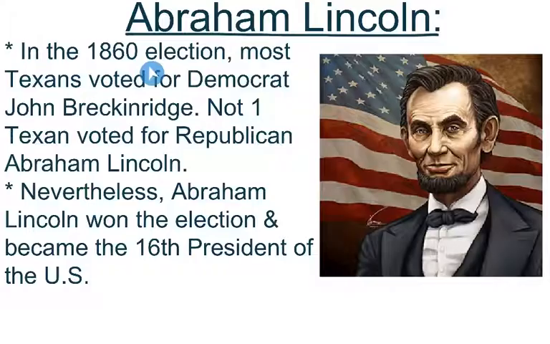In the election of 1860, most Texans voted for Democrat John Breckinridge. Okay? Not one Texan voted for Republican Abraham Lincoln. Nevertheless, Abraham Lincoln won the election and became the 16th president of the United States, as we can see here. With that, most Southerners feared that the South would be losing money, resources, and slavery because of Abraham Lincoln winning the election. One thing they feared was losing slavery, and because of losing slavery, this would affect their economy.